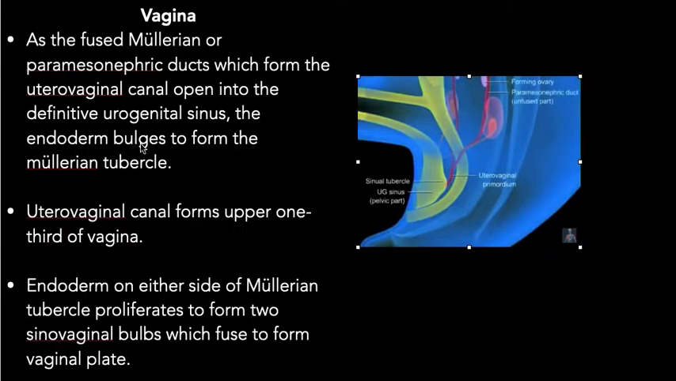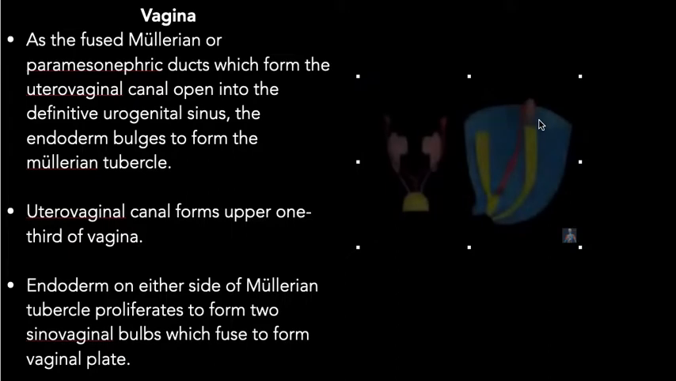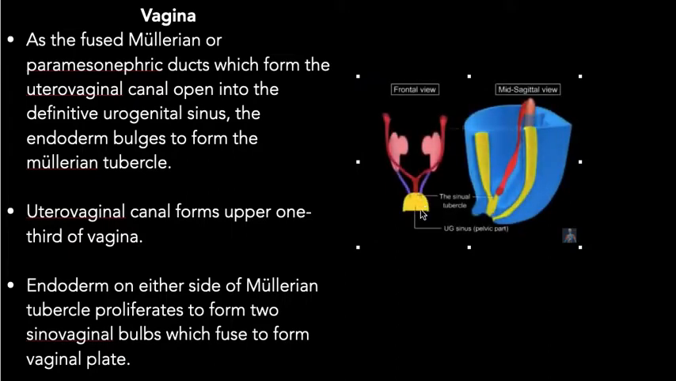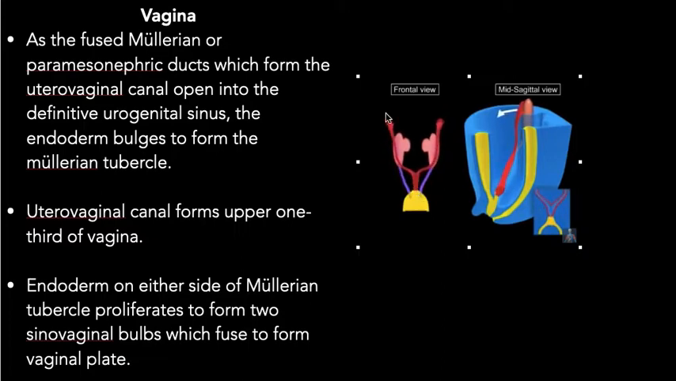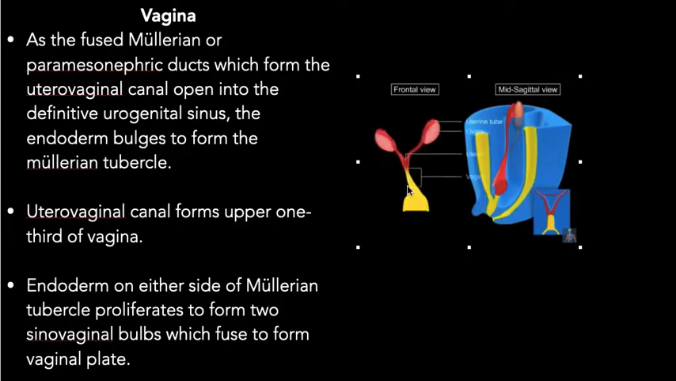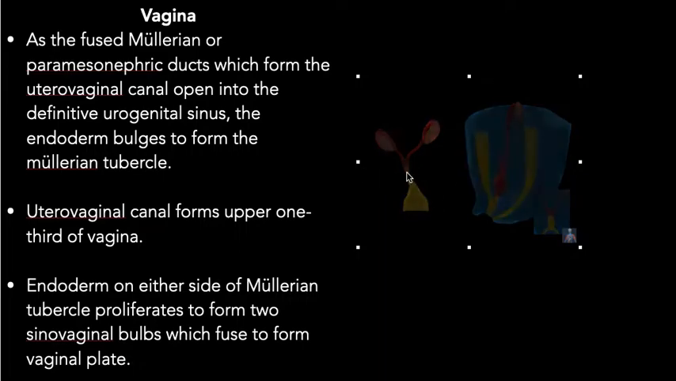Right. This is the paramesonephric duct, unfused part. So if you see over here, this is the uterovaginal primordium. On either side, it is all formed by the paramesonephric duct. Okay, and this part, that is the lower part, is formed differently. Here is the vagina and the vestibule. You can see in yellow it is formed differently.